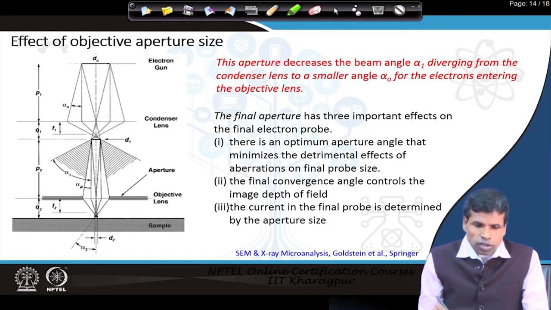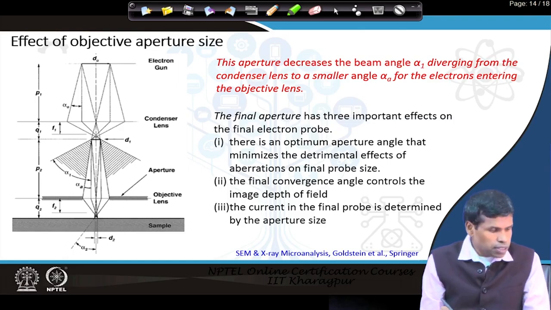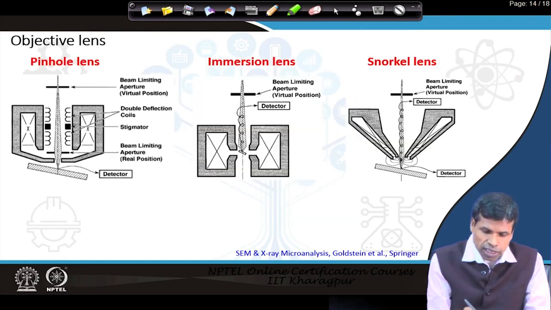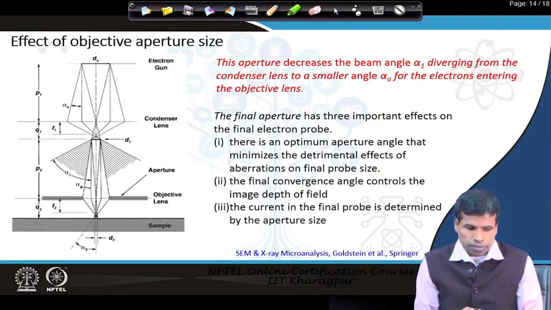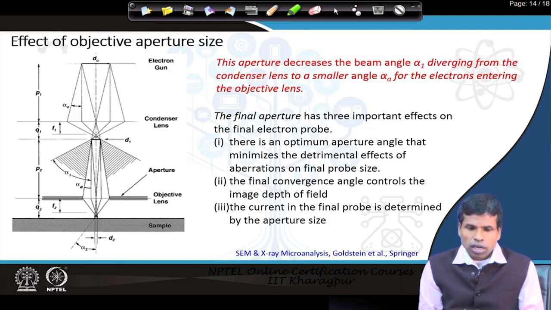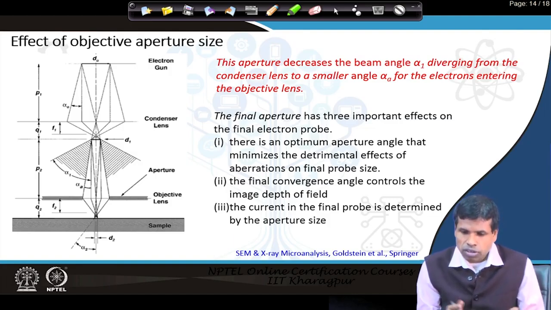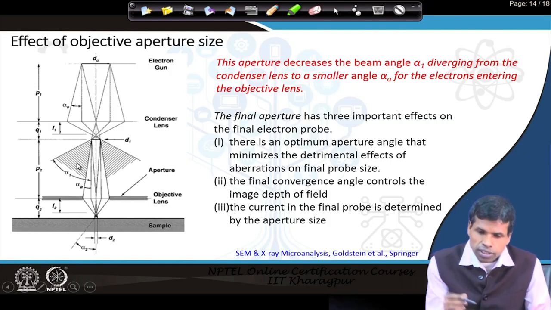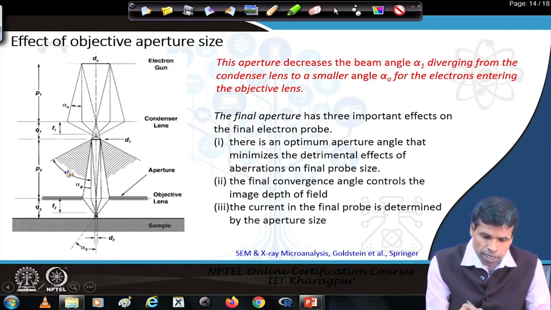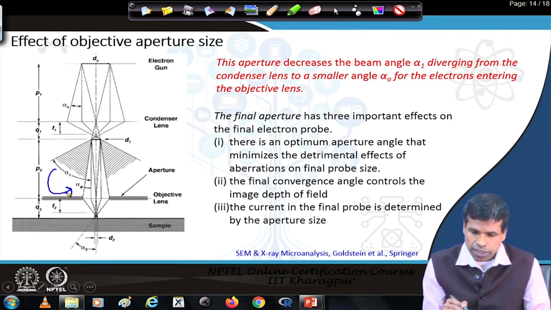So, then we talk about the effect of objective aperture size. As you see here, we have the objective aperture, the beam limiting aperture, and that can be in a real position and/or a virtual position. So, that aperture size has a role in the performance of the microscope. Aperture size decreases the beam angle. Let us say here, as you see, aperture size is decreasing the beam angle from alpha 1 to alpha a for the electrons entering the objective lens.